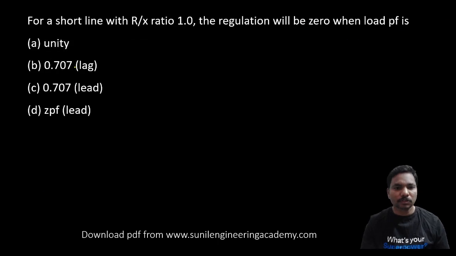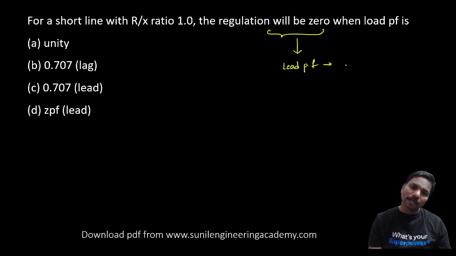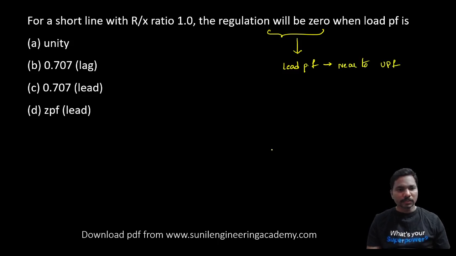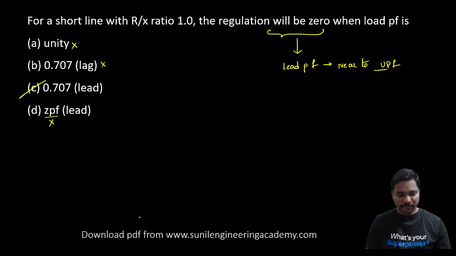Okay, coming to the next question. With a short line, the R by X ratio is 1, the regulation will be 0. Again, same type of question. Regulation is 0 possible whenever the load is leading power factor and near to UPF. So here not unity, not lag, so there is a chance of these two. In this also not 0 power factor, correct? Near to unity power factor, so only one option we have. So the answer is option 0.707 leading.